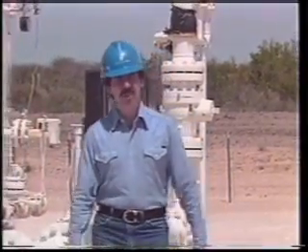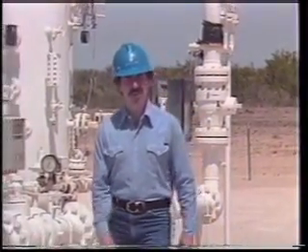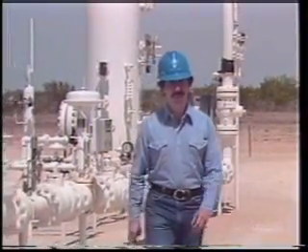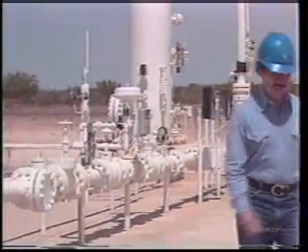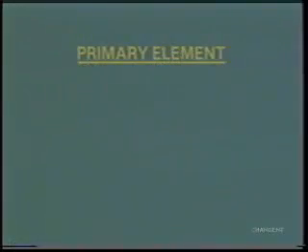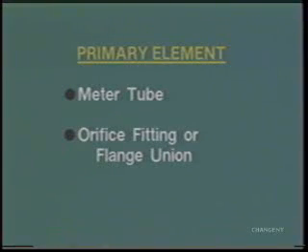Regardless of how it is designed or where it is located, all orifice meter stations have the same basic configuration. It consists of the primary element with its associated components and the secondary element. The primary element is made up of the meter tube, the orifice fitting or flange union, and the orifice plate.